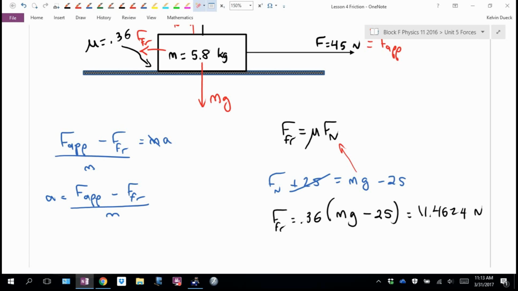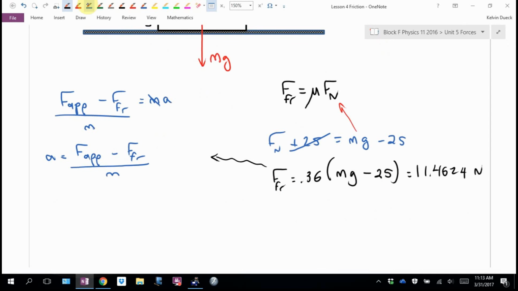Also possible. So there's lots of good thinking here. Now, we didn't get that. We got 11. That one looks weird. We got 11.4624. All right. I think we're almost done.